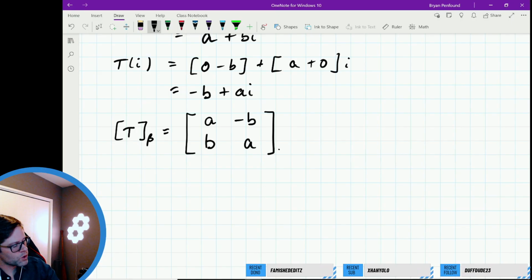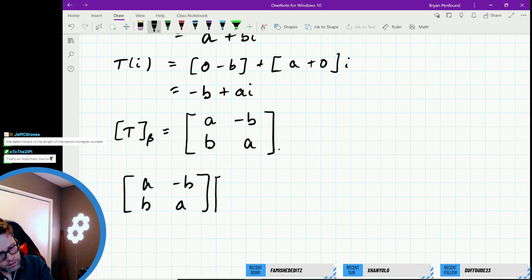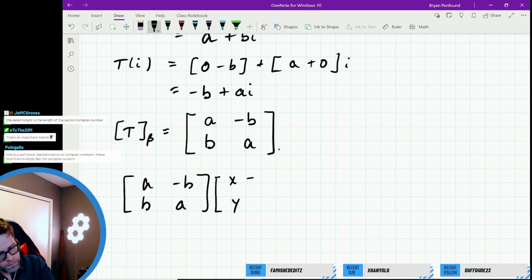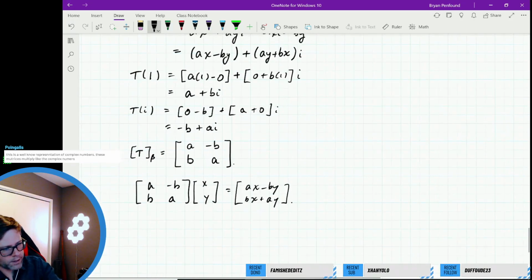Oh, it gives you a glimpse into the representation theory. Okay. So if I take this matrix, for example, and I multiply it by some complex number, where does it go? It goes to ax minus by and bx plus ay. And that should be exactly what we have up here, right?